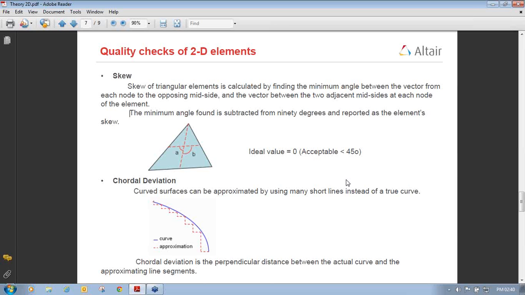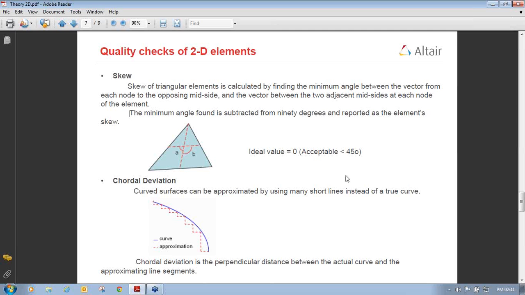So skew angle is defined as the angle between the vectors which has been formed by the mid-side points of the adjacent mid-sides, and then this angle has been subtracted from 90 degree, and the remaining is known as skew angle. Ideally, the value of skew should be 0, or the acceptable value for the skew is less than 45 degree.